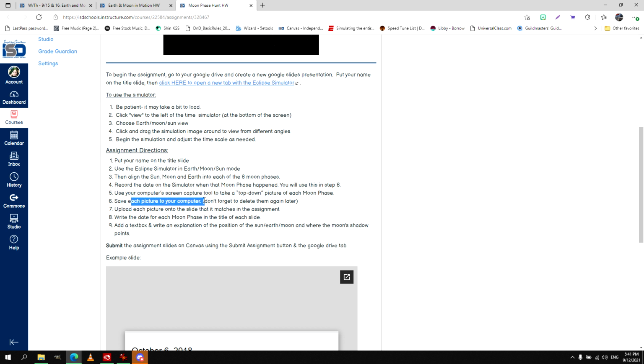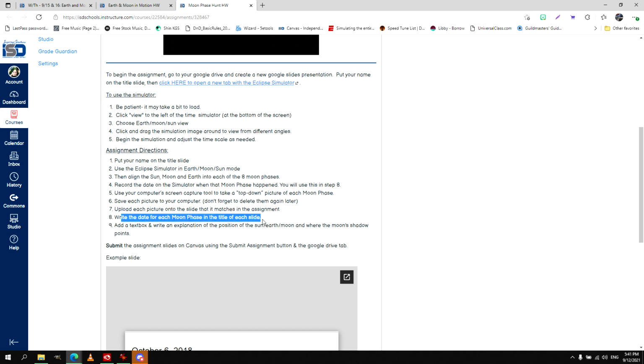Save the picture to your computer. You're going to upload that picture onto a Google slide that matches that phase of the moon. So you'll title each slide with a date and a phase of the moon, and then you'll upload your picture to it. Once you've saved everything, you'll need to make sure that you go in and delete them off of your Chromebook's hard drive so they're not taking up memory, or you won't be able to use your Chromebook very effectively after a little bit.